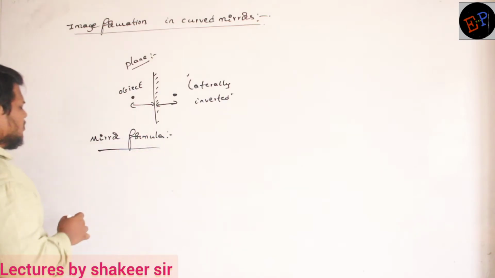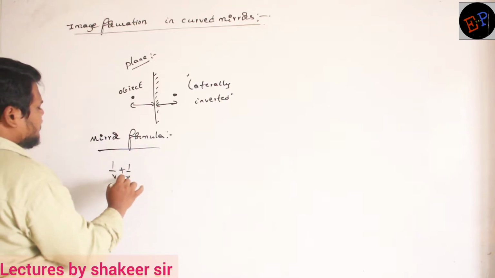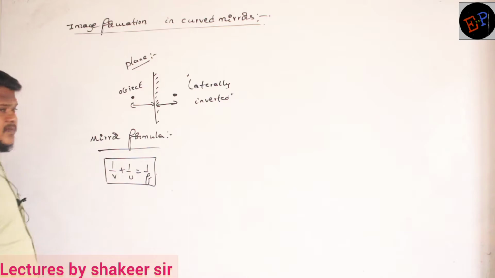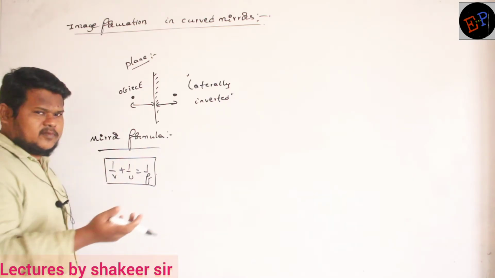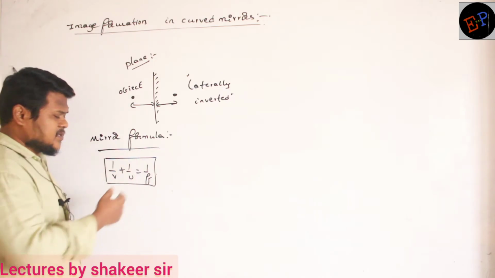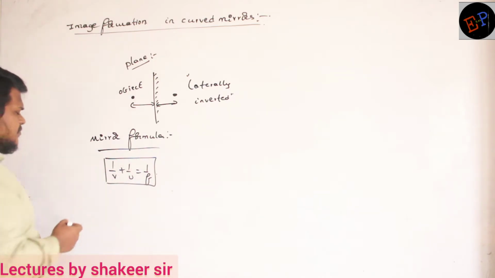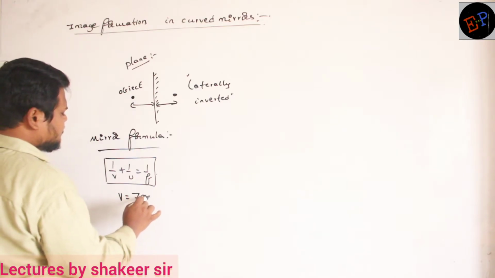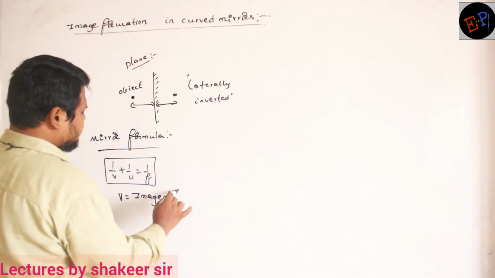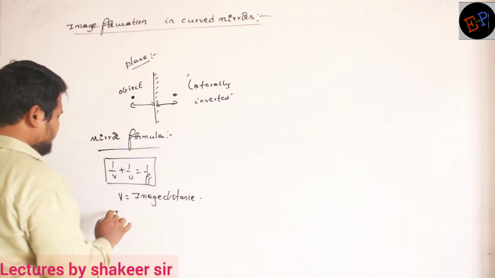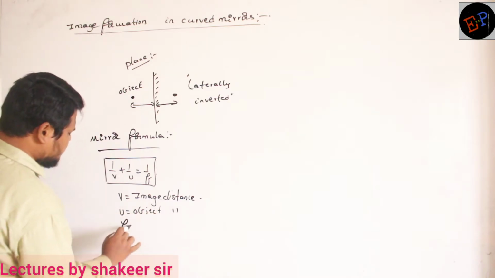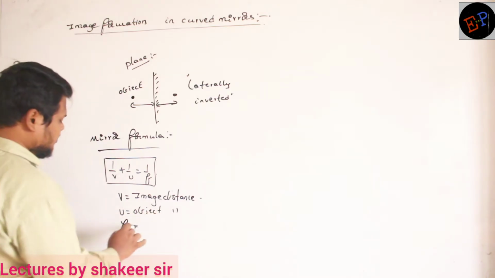And what is the mirror formula? 1 by v plus 1 by u is equal to 1 by f. This formula we can call the mirror formula. There is some derivation which I am not doing, which is not required. So just remember up to here: 1 by v plus 1 by u is equal to 1 by f. What is meant by v here? v is called image distance. u is called object distance. f is called focal length.